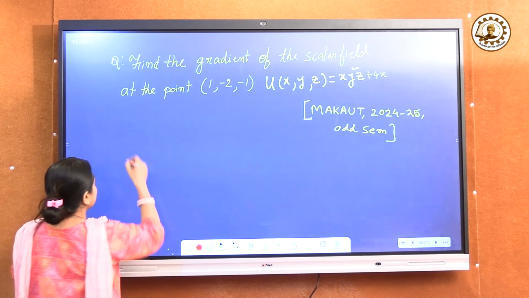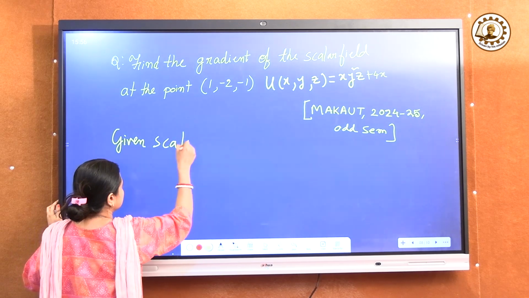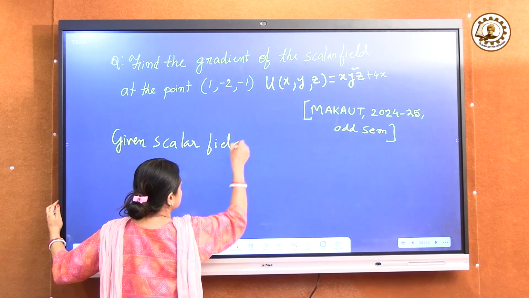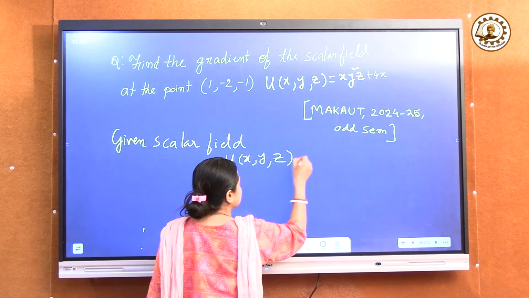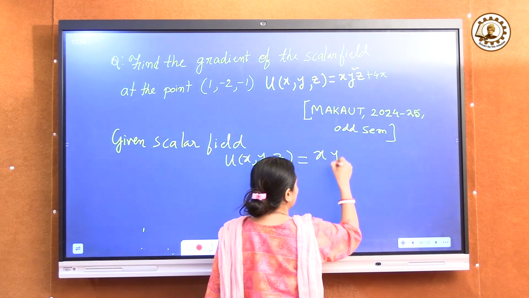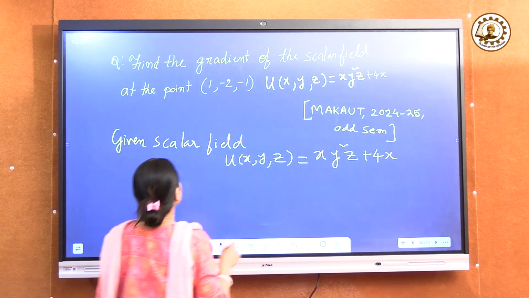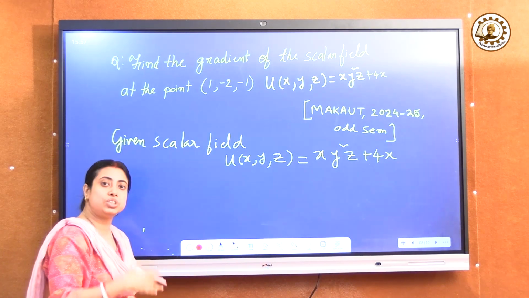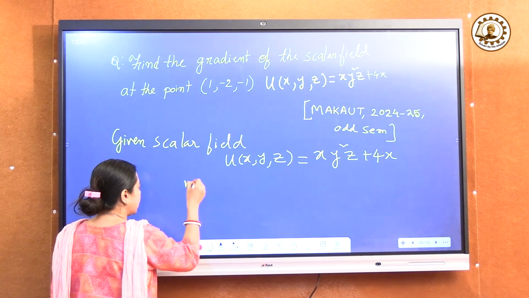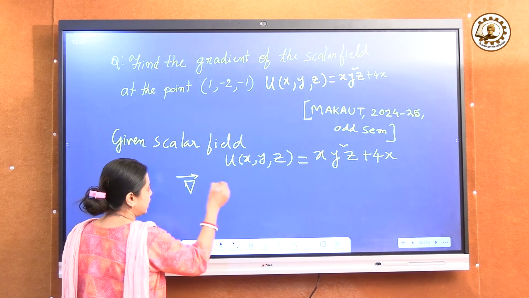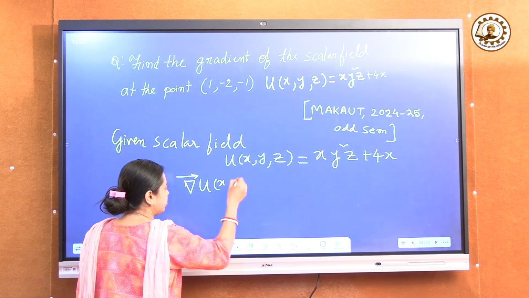So that you have given, the scalar field is U(x, y, z) equal to x y square z plus 4x. Now, if we want to take the gradient of the scalar, what we have to do? We have to use the nabla operator on this scalar field.